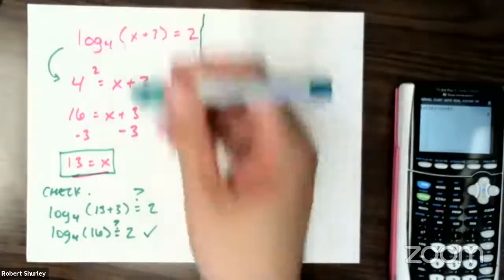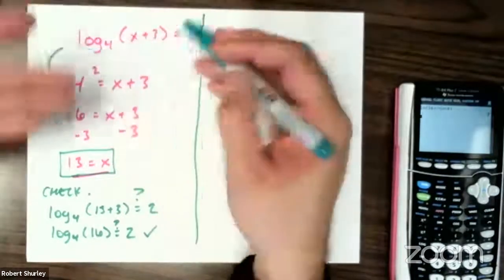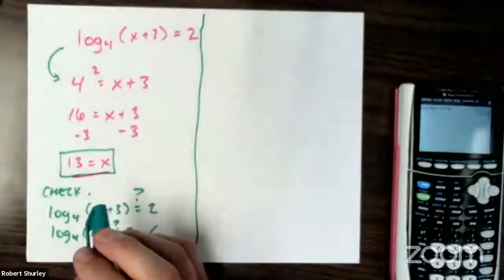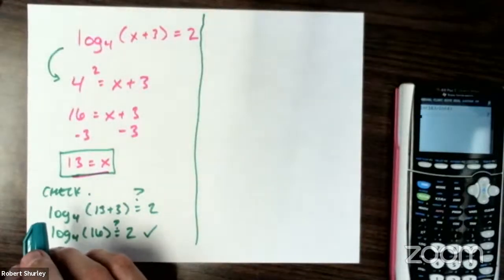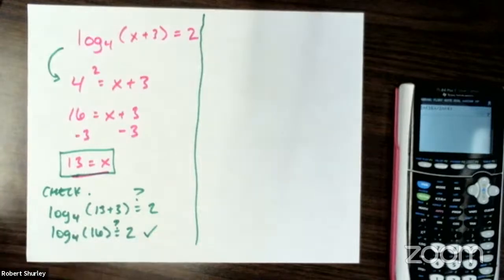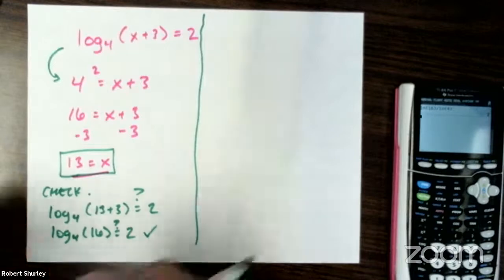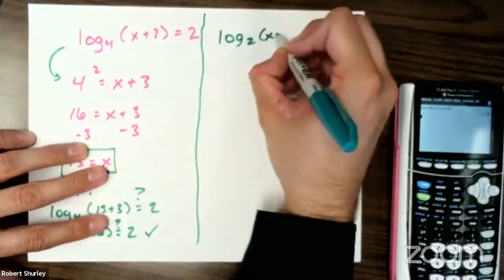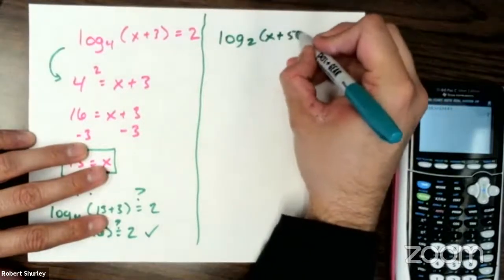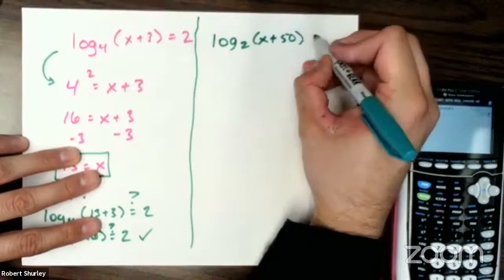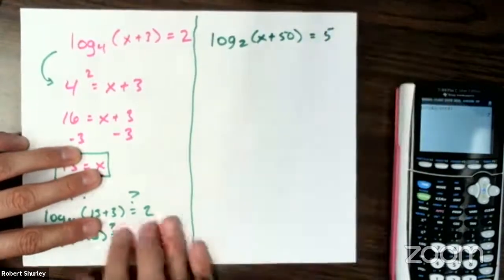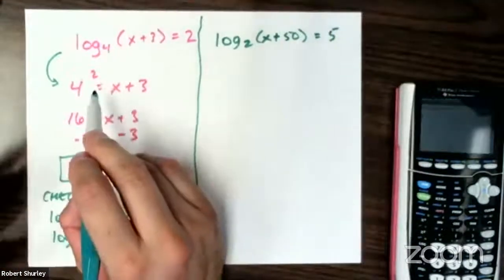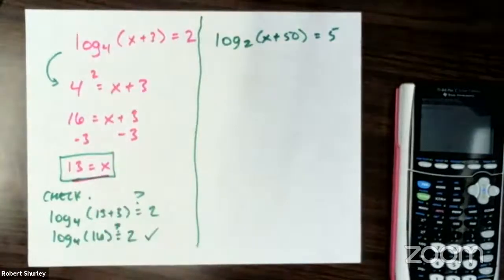Let's do another one, and I want you to do this, where all you have to do is turn the logarithmic equation into an exponential and solve it. Let me steal one. This is like number 56. Number 56 says log base 2 of x plus 50 equals 5. So try this one. I want you to solve this. Just write it as an exponent, and then solve it out. And then check it when you get done.